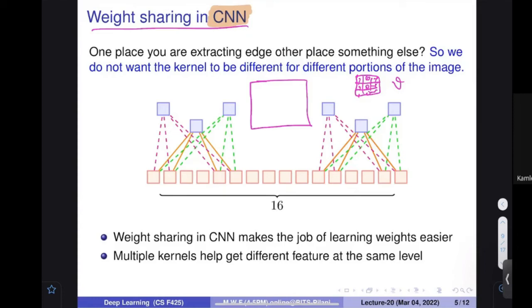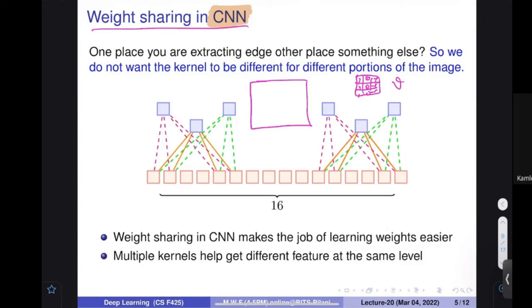So if you want to discover the vertical line, you have to apply this particular filter across this particular image. Yes or no? If you want to find out the vertical line, you have to apply the vertical edge filter. You have to apply this filter all across the complete image.